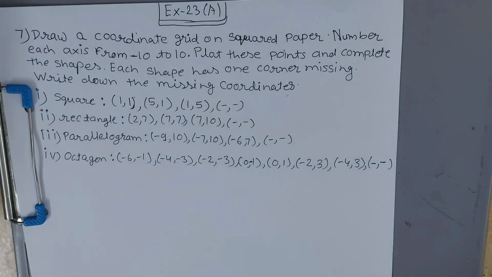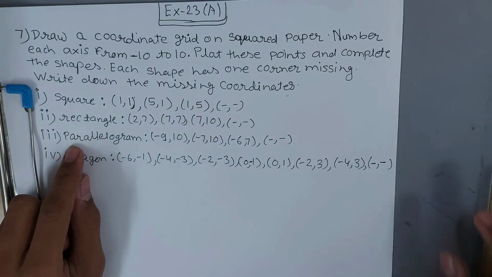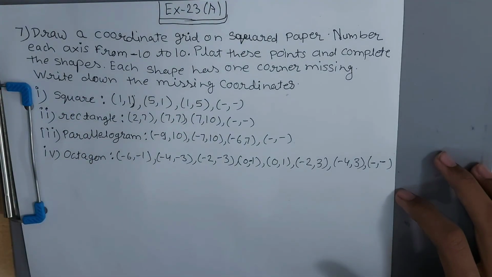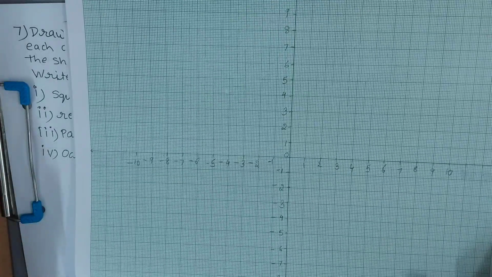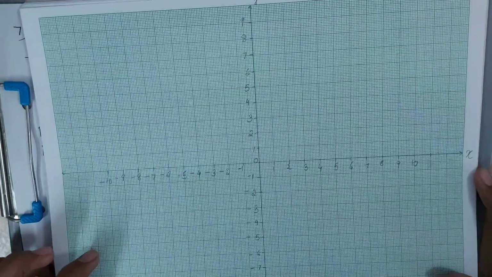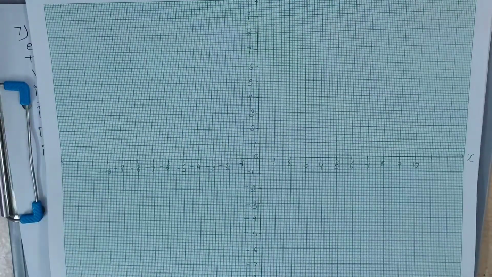So basically 4 shapes have been given to us and we have to plot them. Out of all the points that are there in these shapes, one point is missing. See here, what have we got? The first figure is a square, then we have a rectangle, then a parallelogram, and then an octagon, right? And we have to plot them. So let's begin. This is the graph. As we can pretty clearly see, all the axes and all the points are here. Now we have to begin plotting.